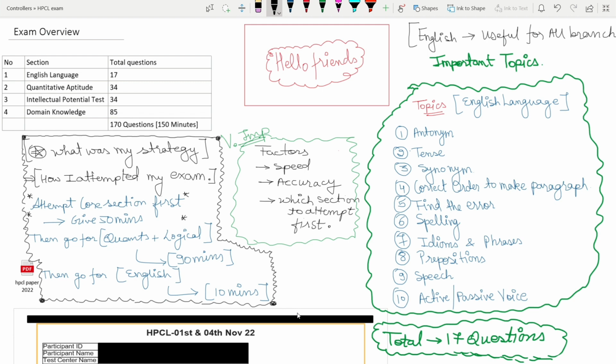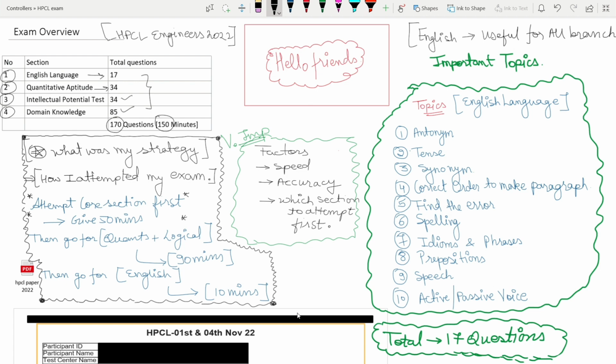So this is basically the HPCL Engineers 2022 exam. Okay, so the entire exam is divided into four sections. The first one is the English language, which is in total 17 questions. Second one is the quantitative aptitude, which is in total 34 questions. Third is the intellectual potential test, which is also 34 questions. And at the last, you have domain knowledge, which is 85 questions. So in total, we have 170 questions and we have 150 minutes to answer these questions.